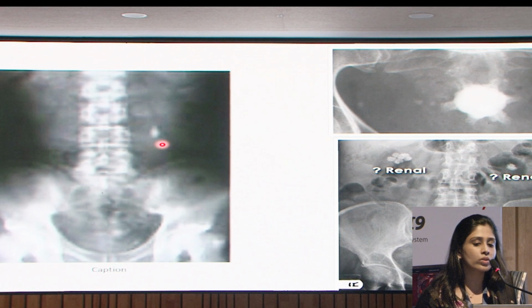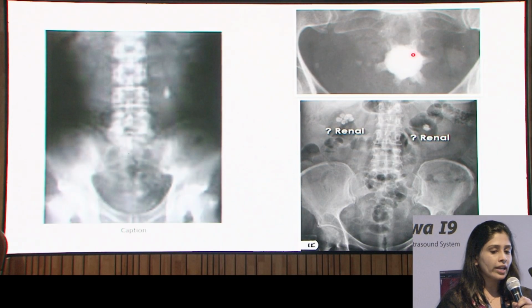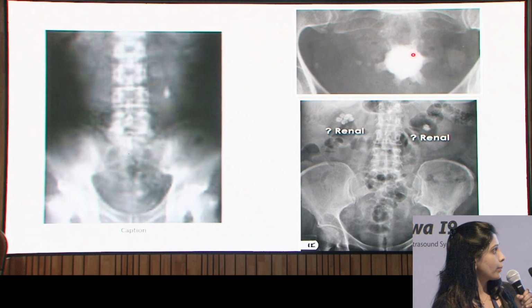This image shows a large calculus which has spiculated margins. It is a rare form of jackstone calculus. So this is a jackstone calculus. It is easily susceptible to fragmentation.